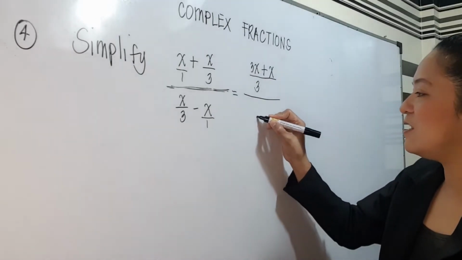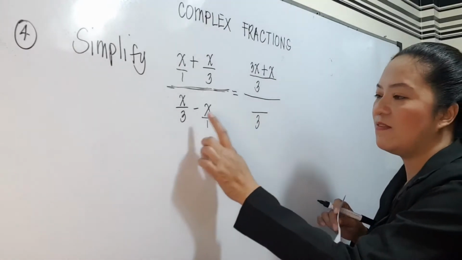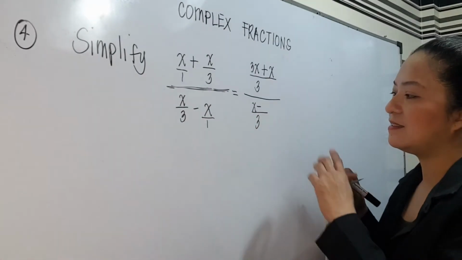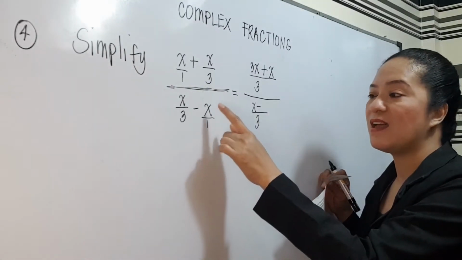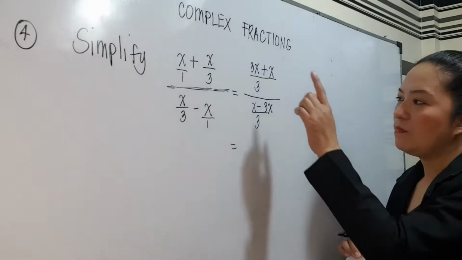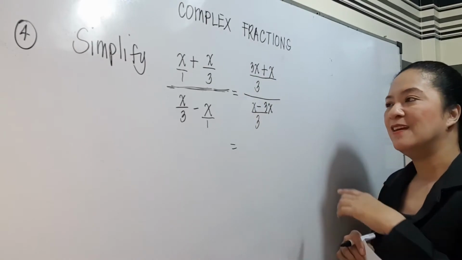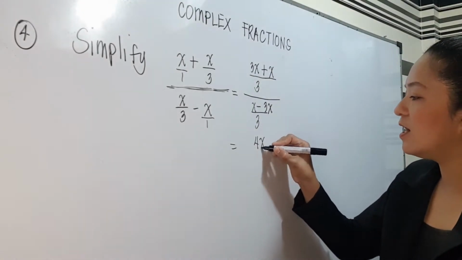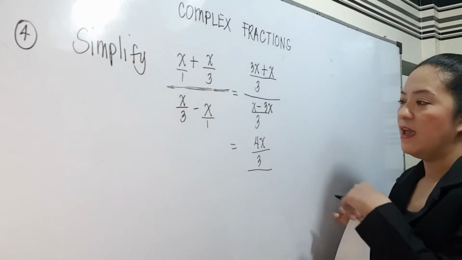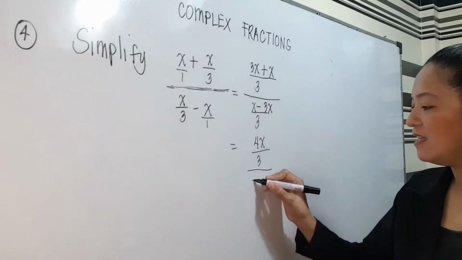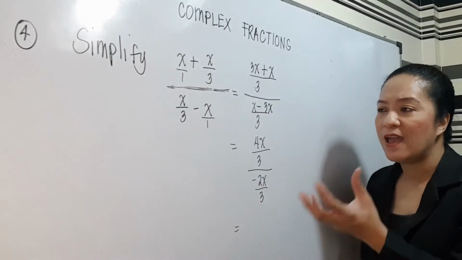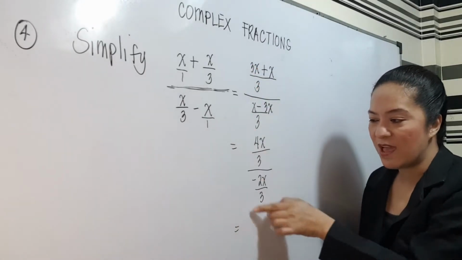Okay, so the LCM of the denominators is 3. 3 divided by 3 is 1 times x is x. Minus 3 divided by 1 is 3 times x is 3x. Alright, so what is 3x plus x? Okay, that is 4x over 3. And x minus 3x is negative 2x over 3. Now, after combining the numerator and the denominator, we have this one.